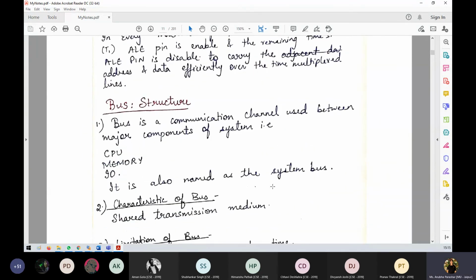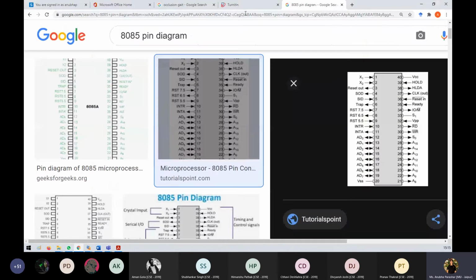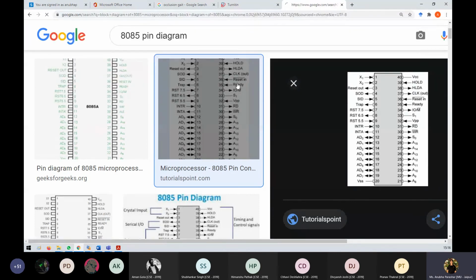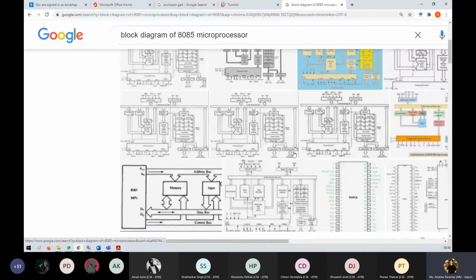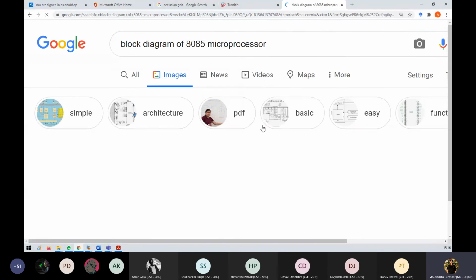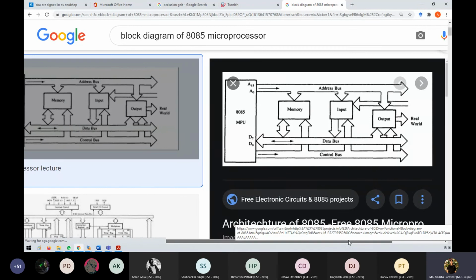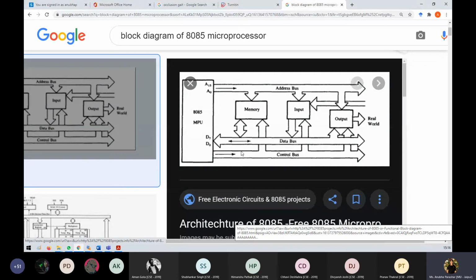Next is bus structure. This is the data bus that needs to be carried. I'll just show you a block diagram of 8085. Yes, so 8085, this is the block diagram.